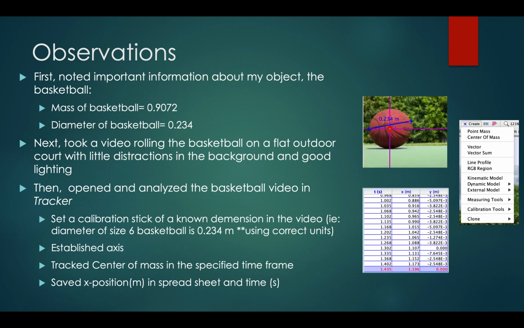The mass of the basketball was noted to be 0.9072 kilograms, and the diameter of the basketball was 0.234 meters. Next, I took a video of rolling the basketball on a flat outdoor court with little distractions in the background and good lighting. Then I opened and analyzed the basketball video in the app Tracker. I was able to set a calibration stick of a known dimension in the video, establish axes, track the center of mass in a specified time frame, and save the position and time in a separate spreadsheet.